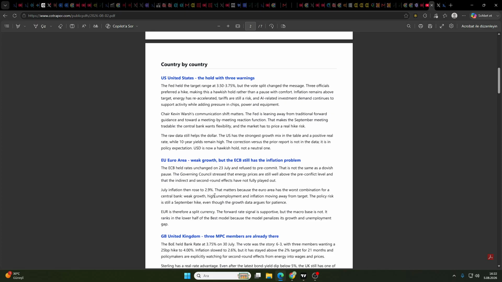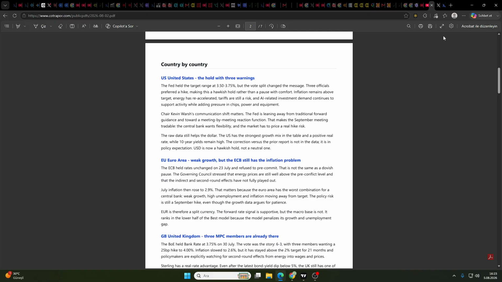The governing council stressed the energy prices are still well above the pre-conflict level and that the indirect and second round effects have not fully played out. So you can see actually inflation rose to 2.9. That matters why? Because if inflation rose and they were more hawkish on the euro side, we can clearly see euro is turning back.